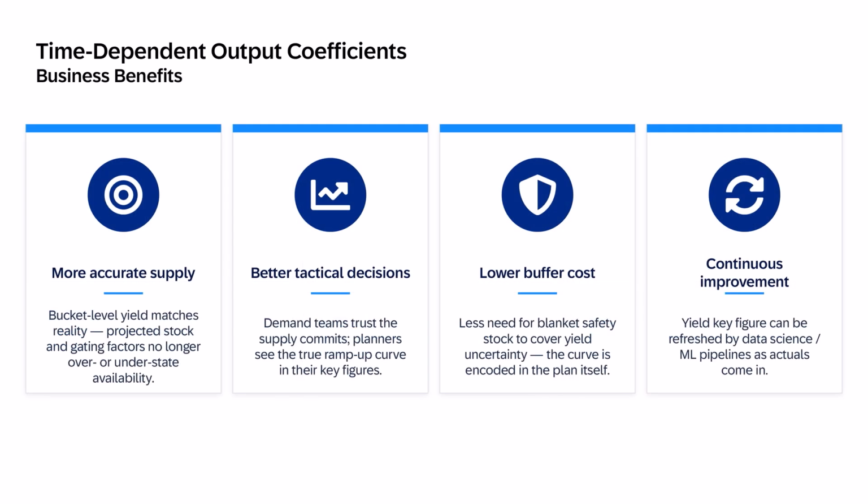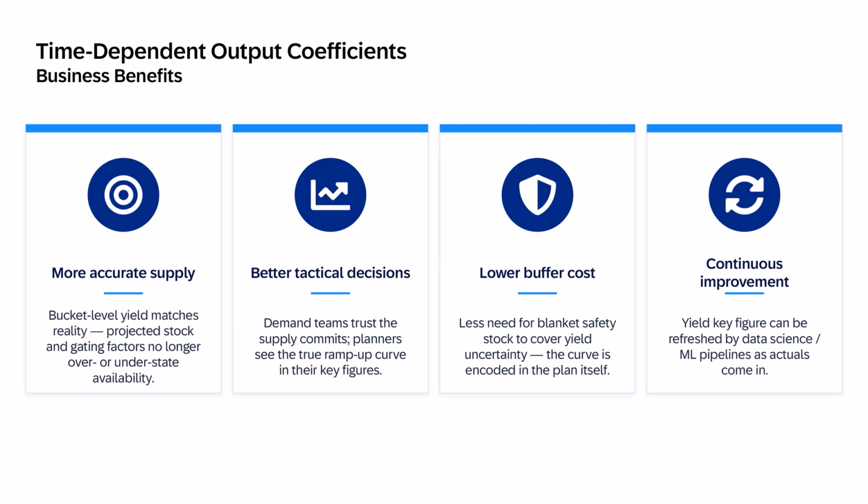With time-dependent yield, planners get a supply plan that reflects reality bucket by bucket. That means more accurate component demand, better tactical decisions on inventory and on capacity, lower buffer cost from overproduction, and a model that you can keep refining, even feed from a machine learning forecast.